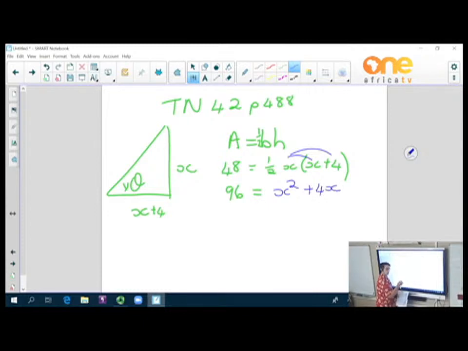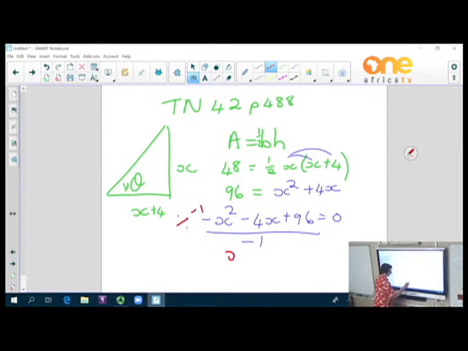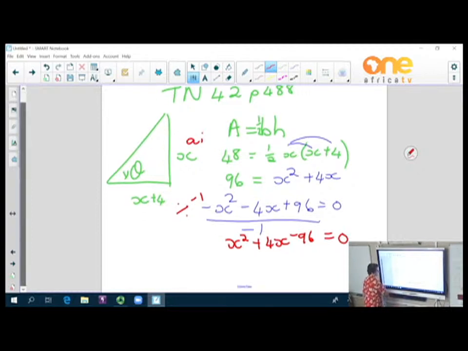Look, they're on the left-hand side, so you have to bring them over. Negative x squared, negative 4x, plus 96 is equal to 0. And then we have to show that we're dividing this by negative 1. You can either do it like this, or you can write here divide by negative 1. And then we have x squared plus 4x minus 96, which is equal to 0. So that's then number A1.